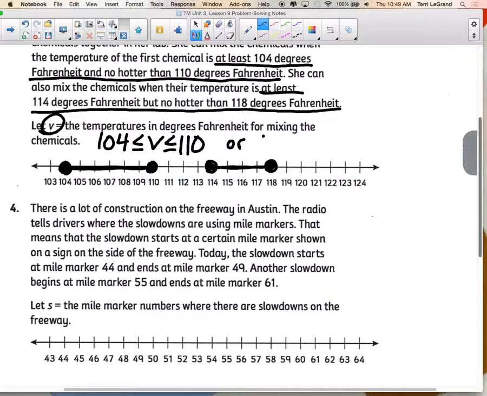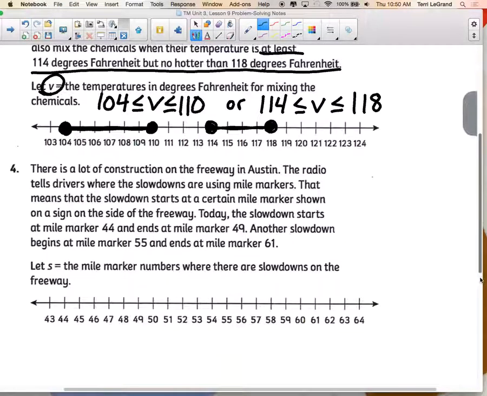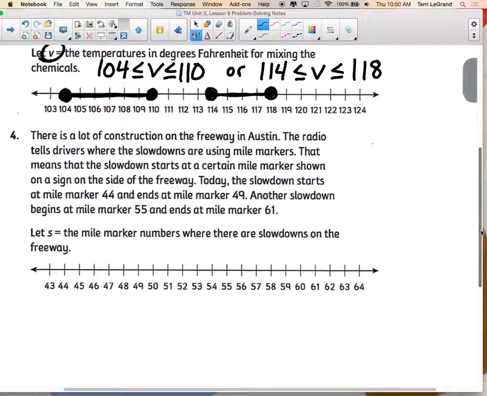Help me out, class. 114 is less than or equal to V, and V is less than or equal to 118. There we go. Okay. Whoops, I want to totally hide that. Okay, you're on your own for number 4. You can look up at mine when you're done completing yours totally.